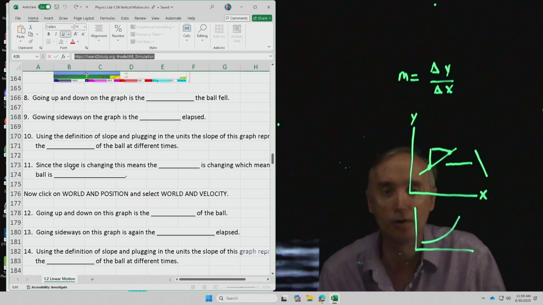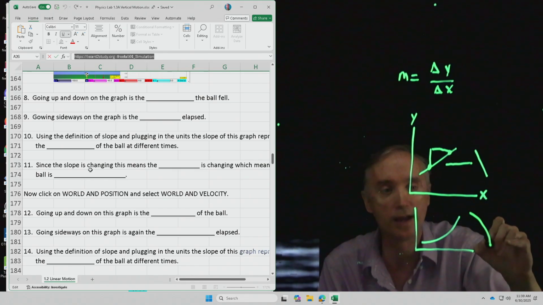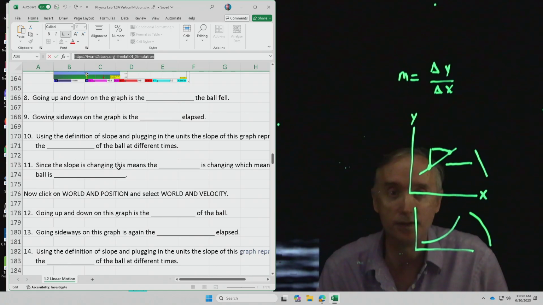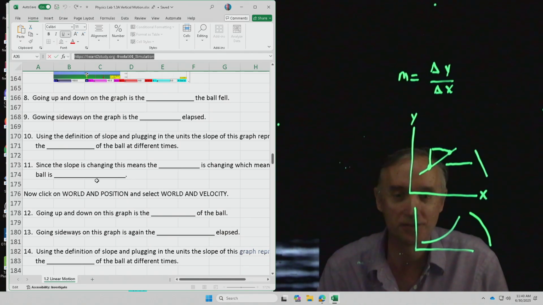Now, since the slope is changing, so remember, it's going to be doing this. It's going down like that. So it's not a straight line, so it is changing. This means that the what is changing, which means that the ball is doing what? Okay, so we know what the slope means from up here for number 10, and that slope is changing, so that means the what is changing, which means that the ball is doing what?